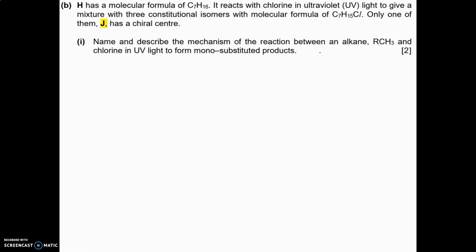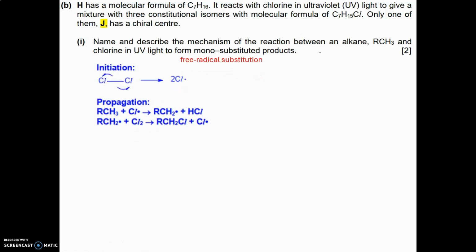Next, part B, we have an alkane with molecular formula C7H16 reacting with chlorine in UV light to give monochloro isomers, with one of them having a chiral center. So alkanes reacting with chlorine in UV light is free radical substitution.